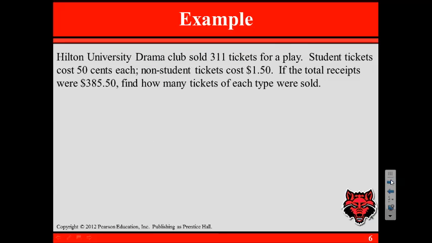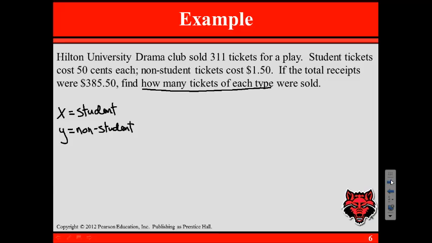Let's try another example. Hilton University Drama Club sold 311 tickets for a play. Student tickets cost 50 cents each. Non-student tickets cost $1.50. If the total receipts were $385.50, find how many tickets of each type were sold. Again, if we start at the end of the problem, we want how many tickets of each type. And so right away we might say x equals student tickets and y equals non-student tickets, because those are the two types of tickets that were talked about in the word problem.